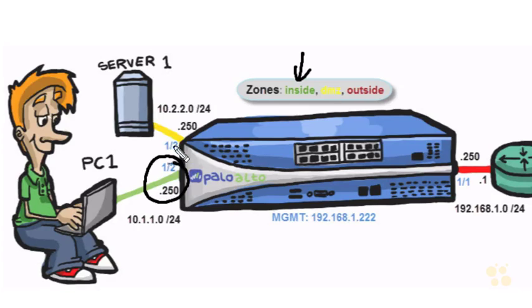For the interface 1/3 that connects up to our DMZ, we're going to give it the IP address of 10.2.2.250, and we're going to associate it with the zone called DMZ. And then for interface 1/1, we'll go ahead and give it the IP address of 192.168.1.250, and we'll associate it with the zone called outside. And as we configure those layer 3 interfaces, if we want to put them into a virtual router that we've also created, as opposed to assigning it to the default virtual router, we can do that as well.